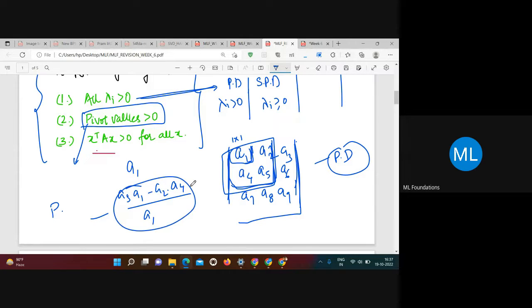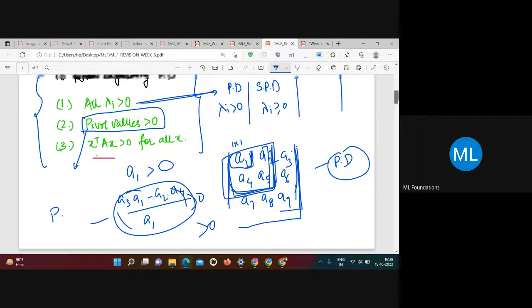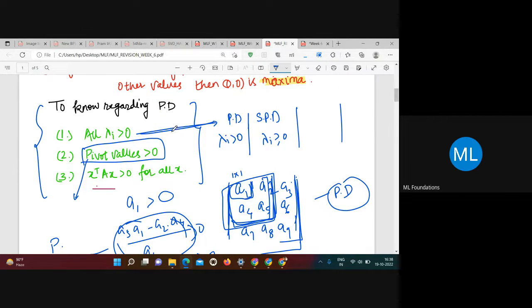If this is positive, whatever you are calculating, for example the 2 cross 2 determinant value, and you divide it by this A1, and that is also positive, A1 is also positive, and again the determinant upon whatever you are getting here is also positive, then this matrix is positive definite. It's a bit complex, so that's why I was saying the very basic and simple way is to calculate the eigenvalues. The sign of the eigenvalues alone can help you get the character of that matrix.